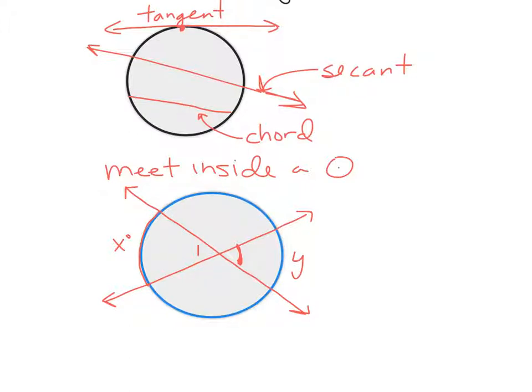So this theorem says if you have 2 secants or 2 chords that meet inside a circle, then the angle formed by them is half of the sum of the 2 intercepted arcs. So in other words, angle 1 equals half of the sum of x and y. Okay, so angle 1 equals half of x plus y. I'm going to do an example of that in just a little bit, but I'm going to show you the second theorem. And this one's 3 separate pictures because you can see it 3 different ways.